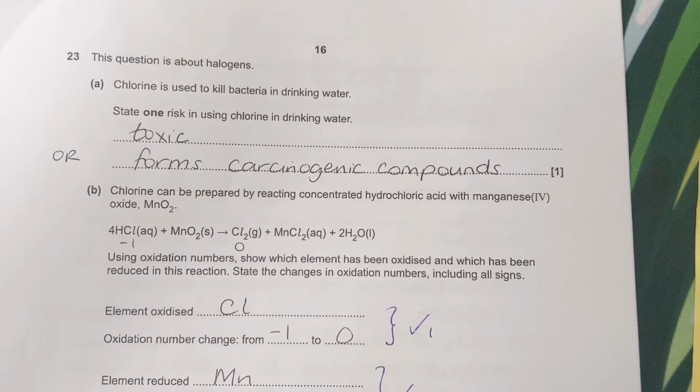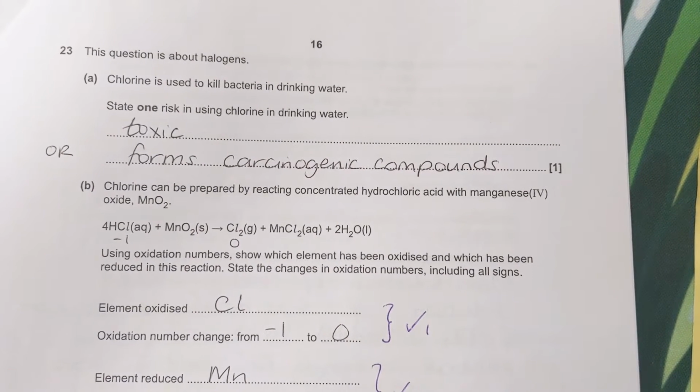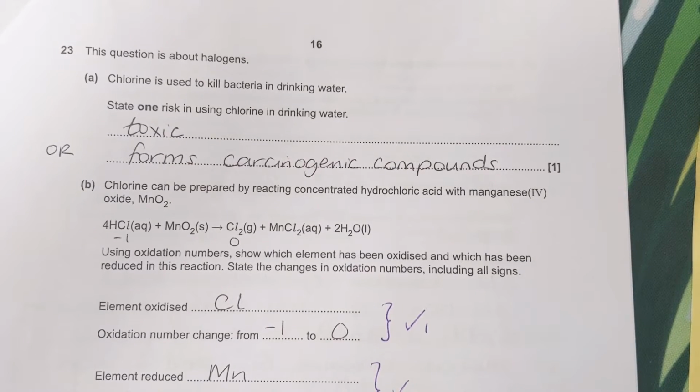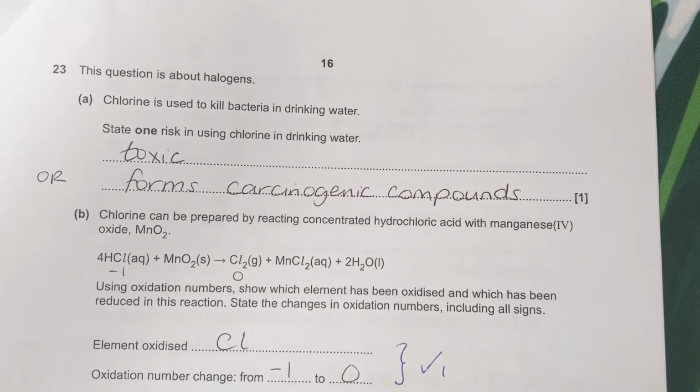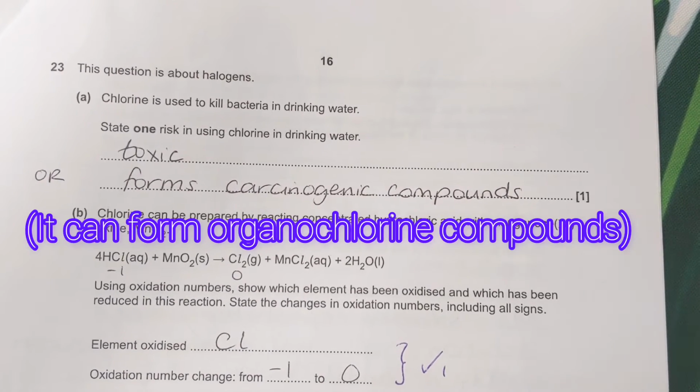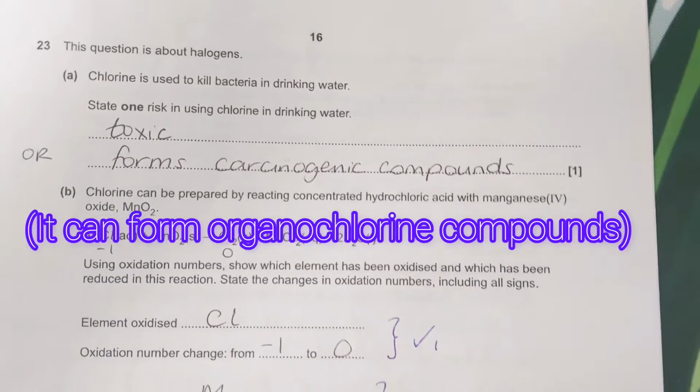Next question is about group 7. So chlorine is used to kill bacteria. State one risk of using chlorine in drinking water. We can have either that it's toxic or that it forms carcinogenic compounds. And carcinogenic means cancer causing.